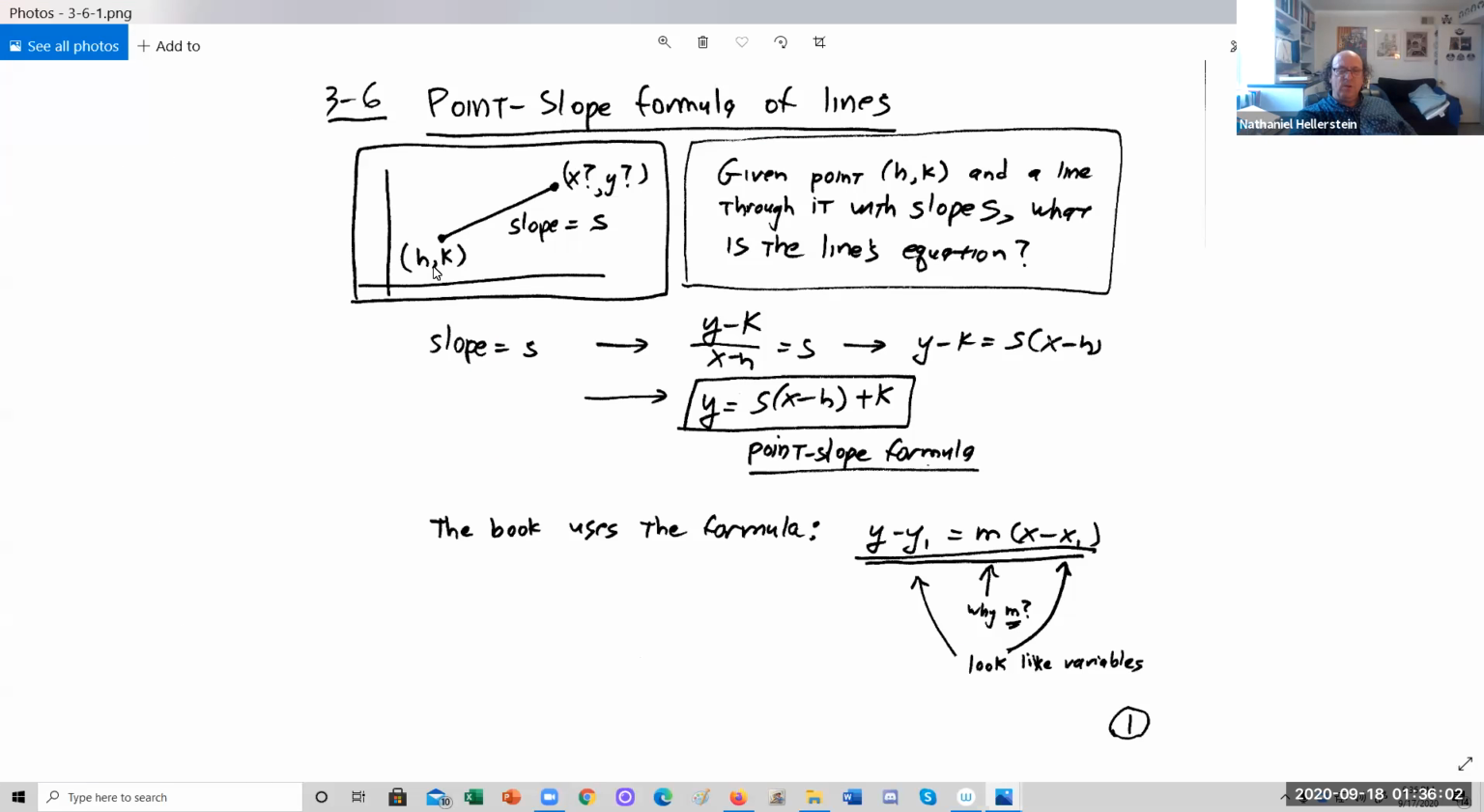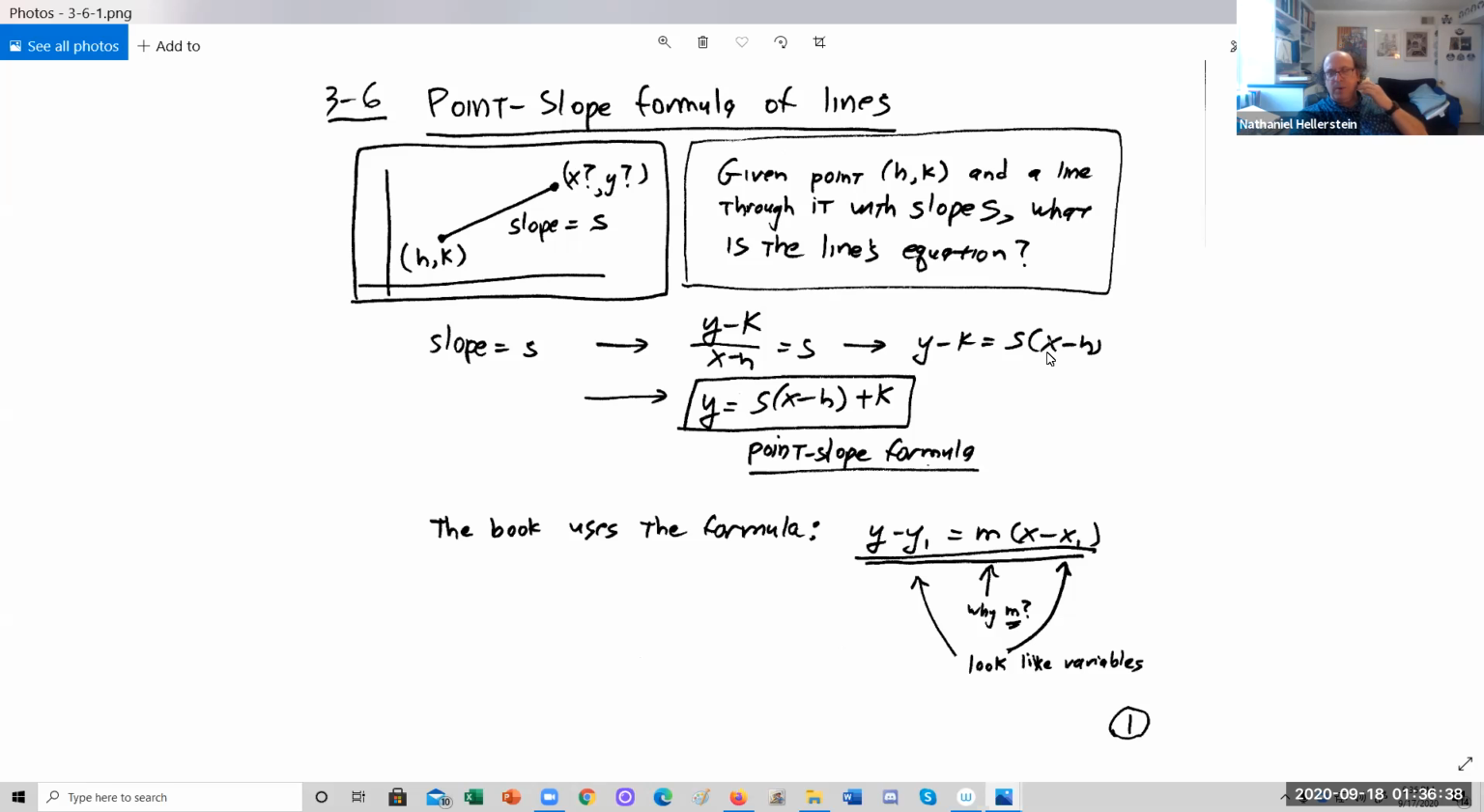Given a line through (h, k) with a slope equal to s, what equation relates x and y on the line? So given this point and the slope, what's the equation? I already have the equation, slope equals s. There it is. The slope is the change in y, y minus k, over the change in x, x minus h. So (y minus k) over (x minus h) equals s. Transpose the x minus h and get y minus k equals s times (x minus h).